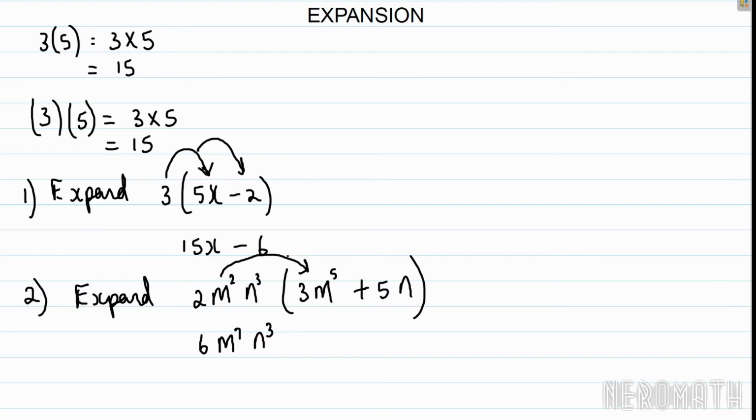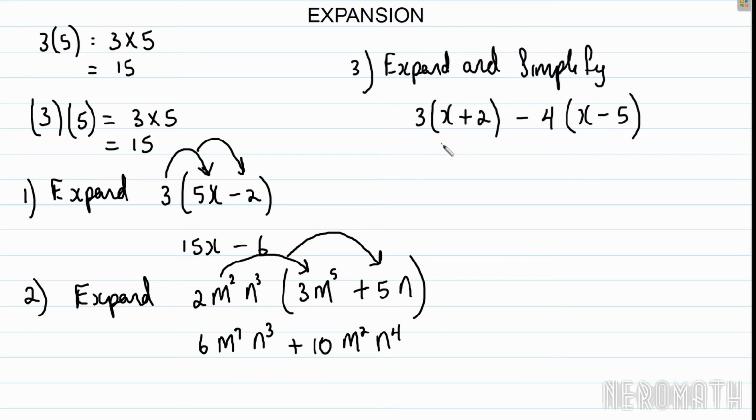Then I'll multiply the 2m² n³ by 5n. So I'll multiply 2 by the 5 and get 10. Now there's no m on this term, so I'll get back the m². And n³ by n¹, I'll add the powers and get n⁴.